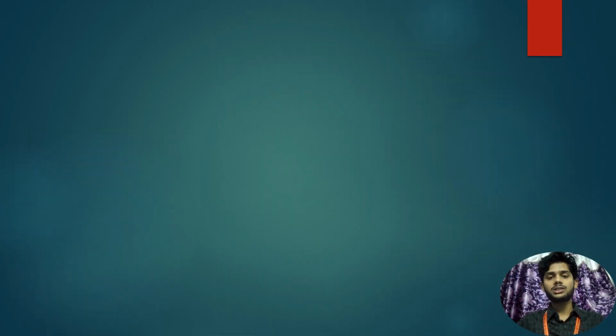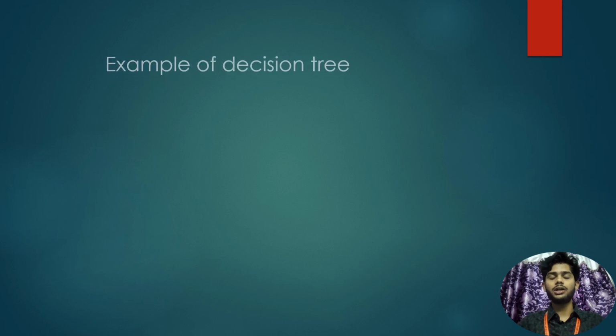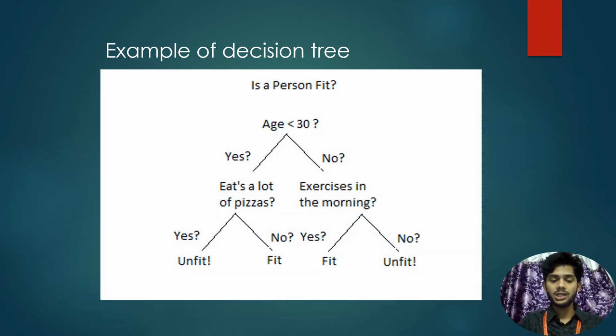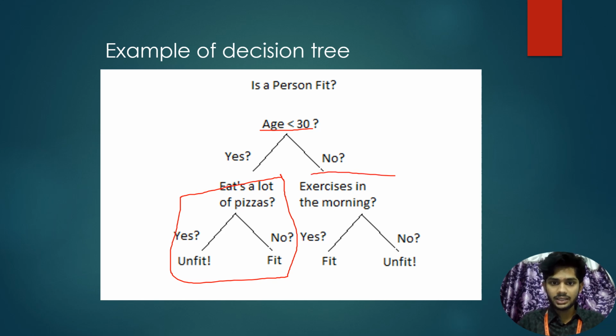Now we will discuss an example of the decision tree. In this example we will discuss all the concepts and processes that we discussed in the previous slides. So this is the decision tree. First, is a person fit? First we need to check if a person is fit or not. This is a decision node, and these are the internal nodes of the decision node, and this will be considered as another subtree, and this will be considered as another subtree. So in this decision tree we have two subtrees.